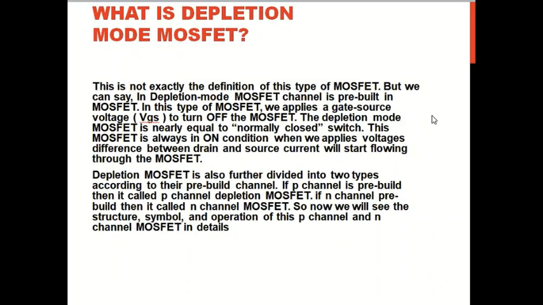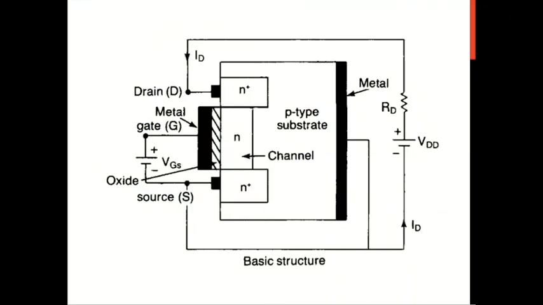Depletion MOSFET is further divided into two types according to their pre-built channel. If a P channel is pre-built, it is called a P channel depletion type MOSFET. If an N channel is pre-built, it is called an N channel depletion type MOSFET. So now we will see the structure of the pre-built NMOS. This is the structure of the NMOS depletion type MOSFET.